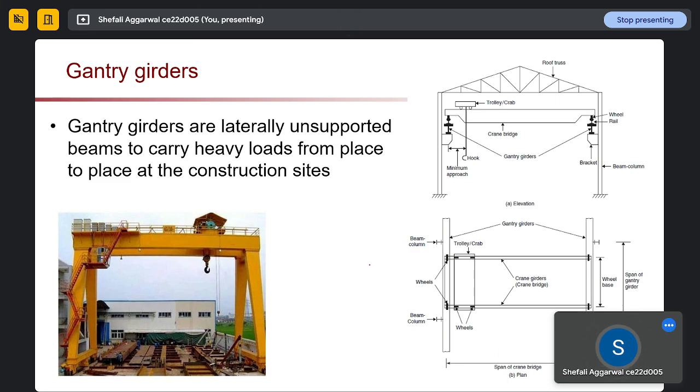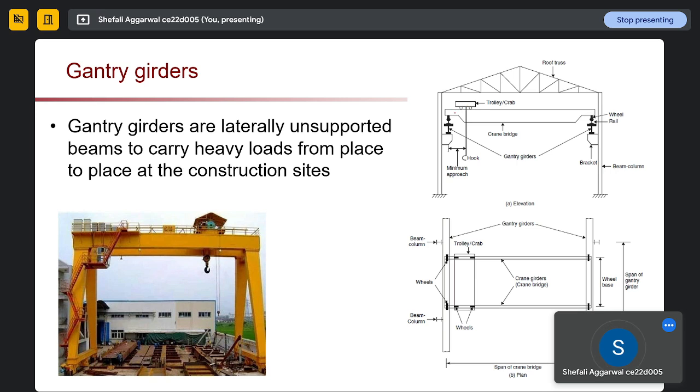Last thing you might have studied in this week would be the gantry girders. So you might have seen in some industries, we provide gantry girders in our industrial areas normally to carry our load from one place to another. So this type of structure you might have seen. These are the different components of our gantry girder.